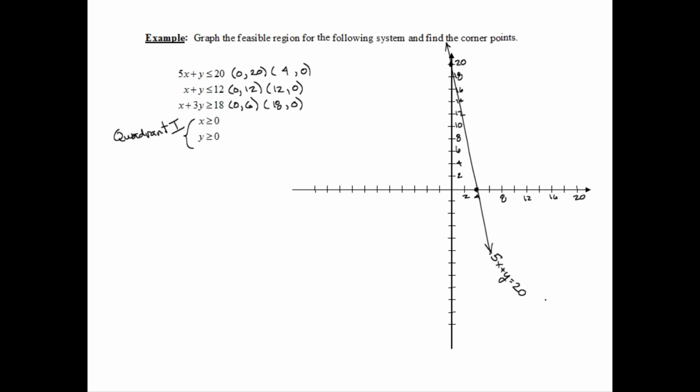Now I've moved to my second line, x plus y equals 12, so both my x and my y-intercepts are 12. I take my straight edge and I draw my line. And I label it. And now we do the third line. So 0, 6, 18, 0.